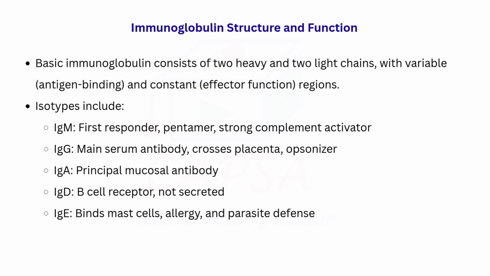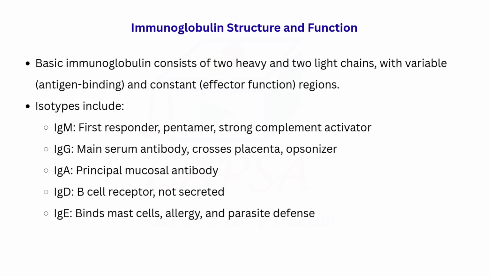Antibodies are fascinating molecules. Structurally, they are made of two heavy chains and two light chains, with variable regions for antigen binding and constant regions for effector function. Different antibody classes or isotypes serve different purposes. IgM is the fast responder and an excellent activator of complement. IgG is the most abundant in serum, can cross the placenta and enhance phagocytosis.